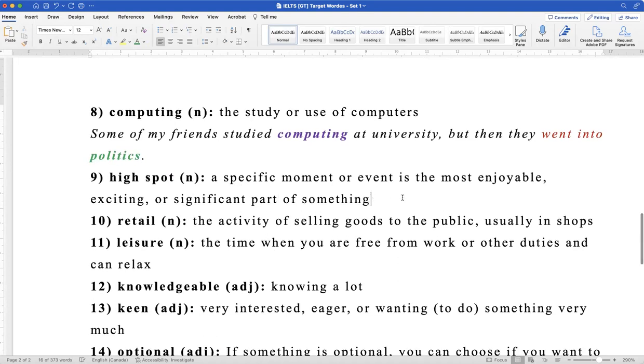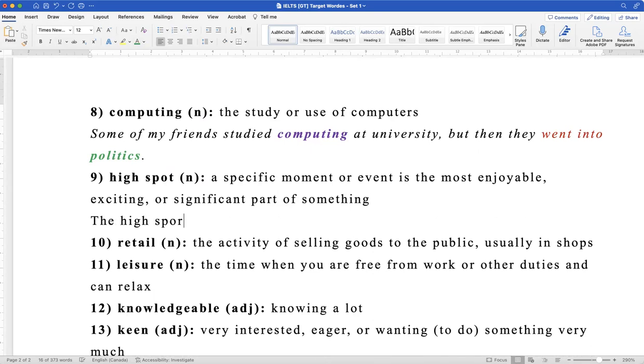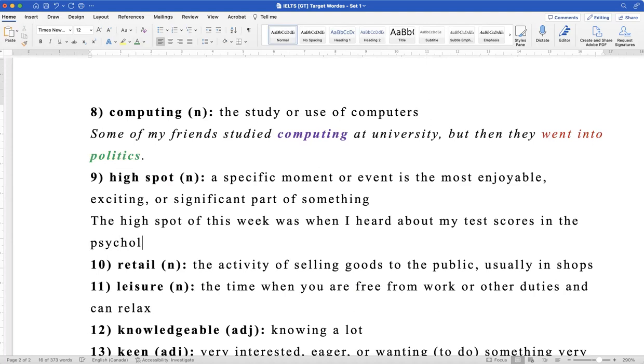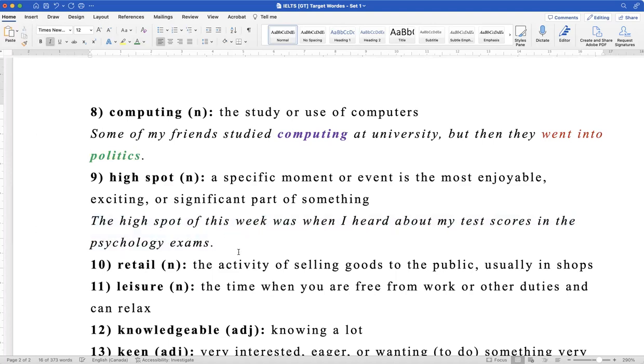High spot. A specific moment or event that is the most enjoyable, exciting, or significant part of something. The high spot of this week was when I heard about my test scores in the psychology exams.